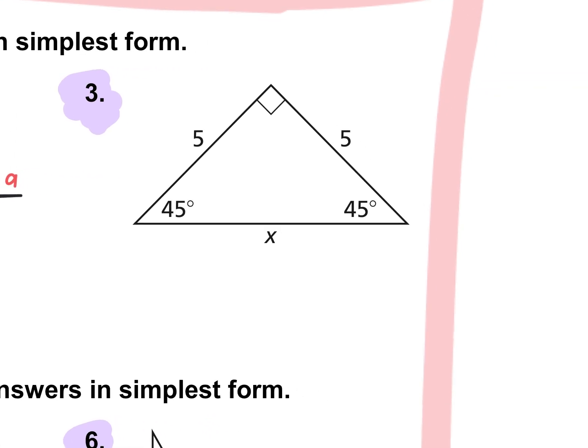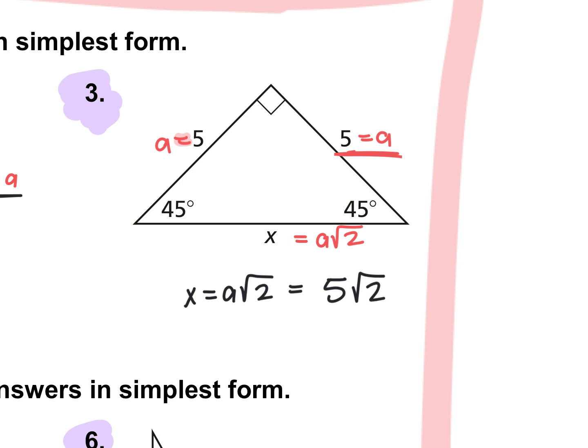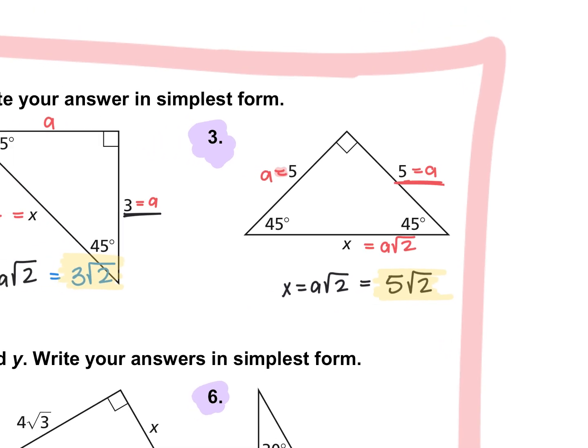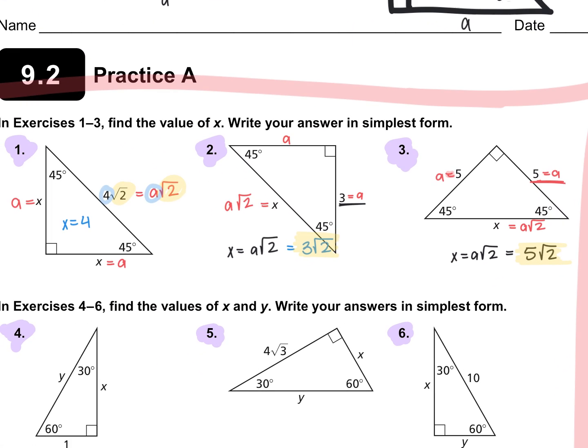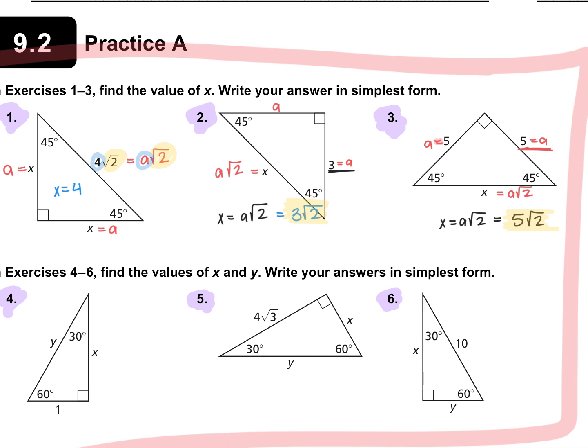And number 3, again, label. A, and your hypotenuse is A radical 2. Do I know what my A is? Good. A is going to be 5. And again, if X equals A radical 2 and A is 5, all you have to do is plug it in, and you're done with these. Questions on the first 3? Those are pretty easy. Again, most important thing for this is labeling, know where everything goes.